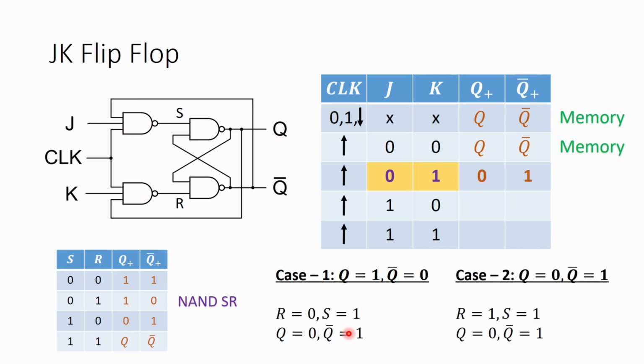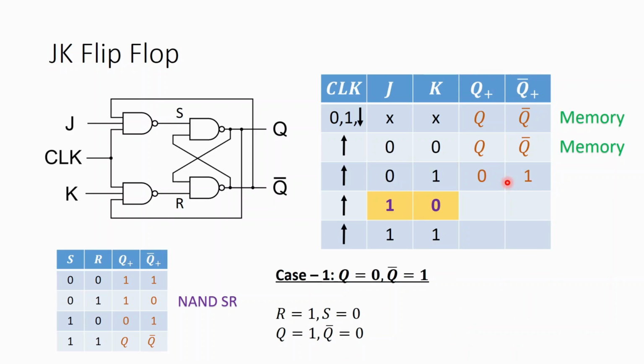However, we also need to be satisfied that this output will be 0 and 1 even when we start from Q as 0 and Q bar as 1. J being 0, this is 1 anyway, but now Q is 0, K is 0. So here R becomes 1. Now the input configuration of S and R is 1 1, and you have the memory state. And what is the memory state? The same 0 and 1 will then remain at the output. That means no matter what the output is, whether it is 1 0 or 0 1, if you give JK as 0 1, your output will become 0 and 1.